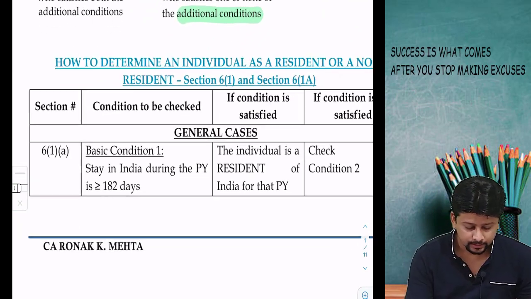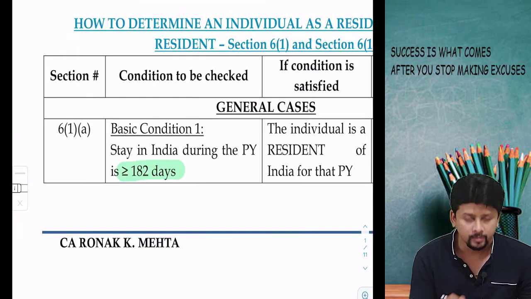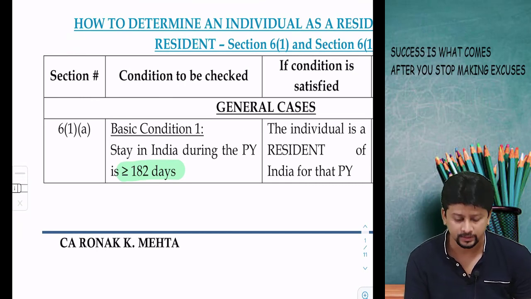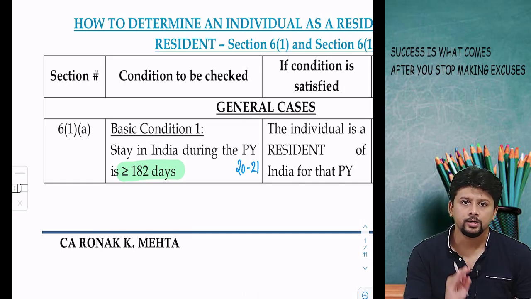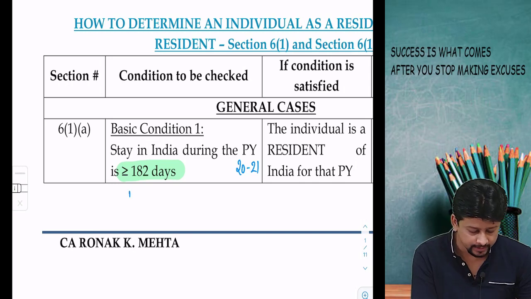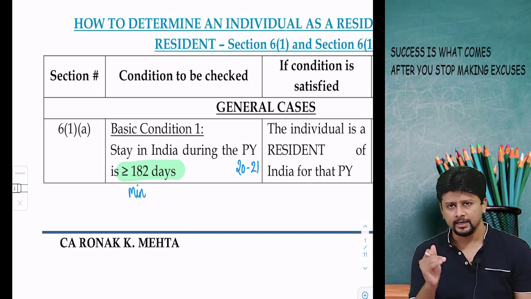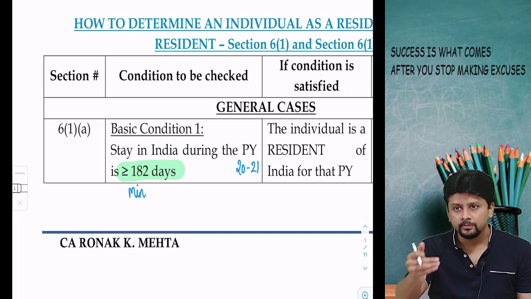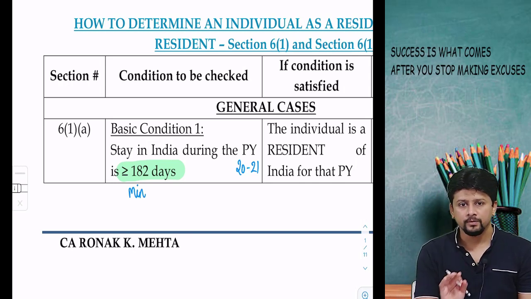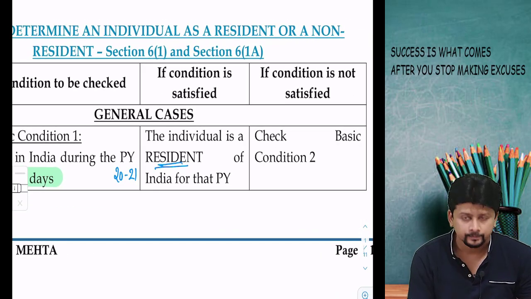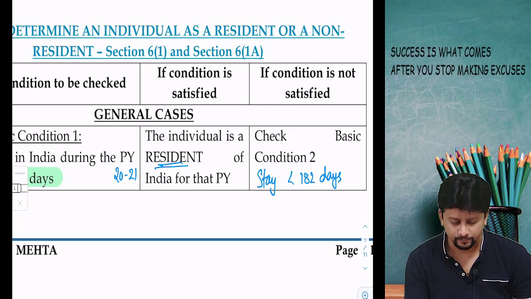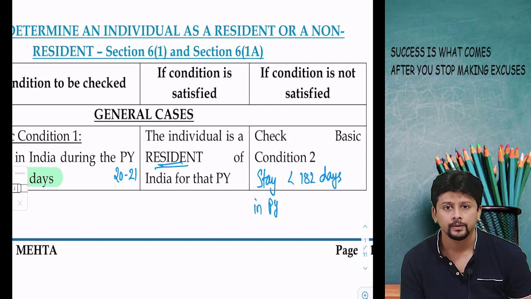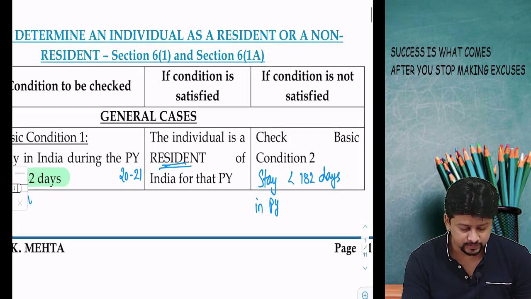Condition number 1, the stay in India should be minimum 182 days during the previous year. Our previous year is going to be 2021. So for the year 2021, minimum 182 days ka stay should be there in India. It can be continuous, it can be in bits and pieces, does not matter. If you stay in India for minimum 182 days, then you are a resident. If this condition is not satisfied, that means your stay in India is less than 182 days during your previous year, then you check the second condition. This is the first basic condition.